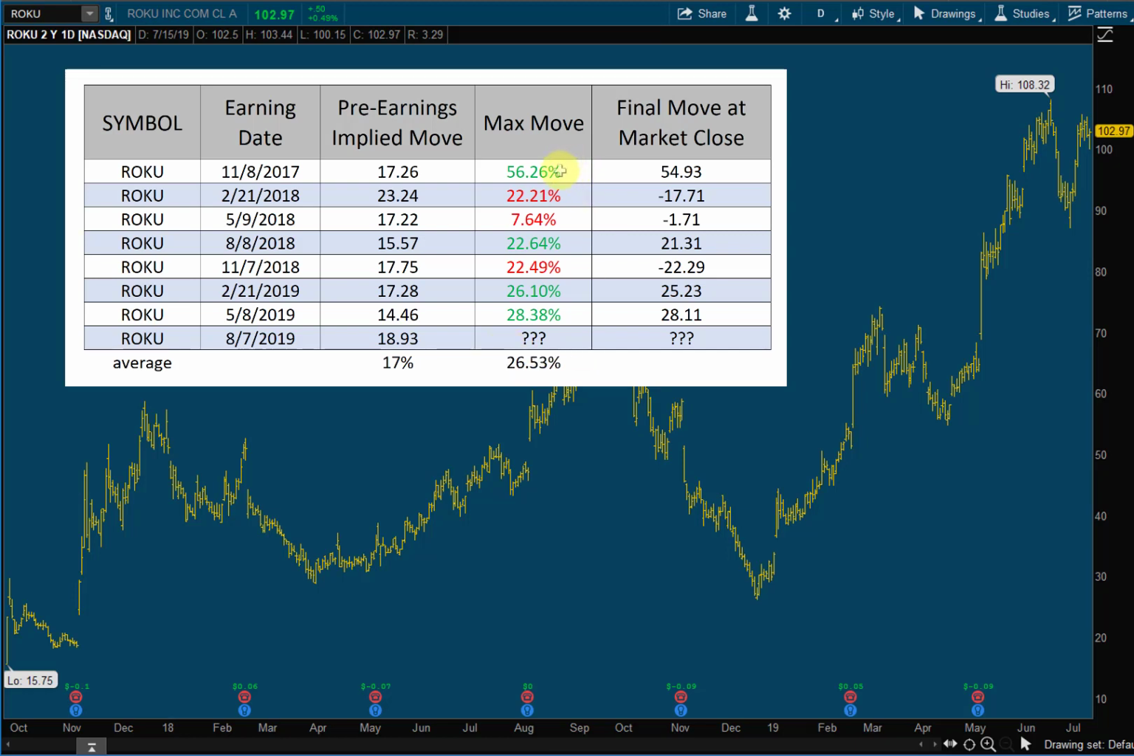So green, I made ROKU November 8th, moved 56% higher the day it released earnings. The final move was 54%. So the average max moves 26.53%, but the market only prices in 17% movement.